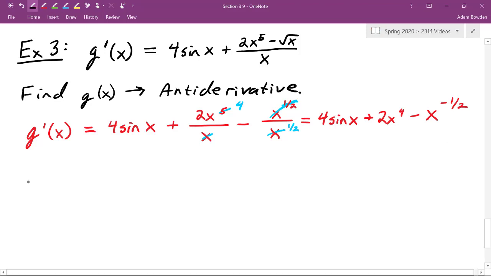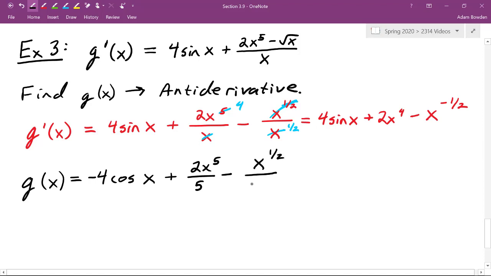So now we're going to get the original function g of x through the antiderivative. Antiderivative of 4 sine x is negative 4 cosine x. Okay, and then the antiderivative would go 2x to the 5th divided by 5 minus x to the positive 1/2 divided by positive 1/2. And the reason why I'm getting positive 1/2 is I'm adding plus 1 to that power to get positive 1/2. Plus a constant c. Always try to remind yourself to put the plus a constant c.